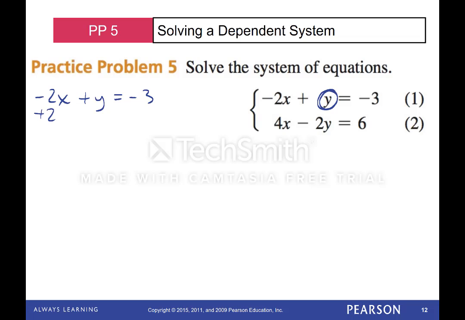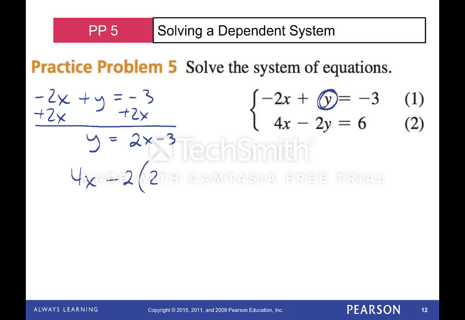I'm going to add 2x to both sides, and I'm going to write it as y is equal to 2x minus 3. I just like to use y equals mx plus b form, that's all. All right, so let's start rewriting the bottom equation, or equation number 2. And x is fine, but when we get to y, we substitute it with 2x minus 3. There it is, equal to 6 still.